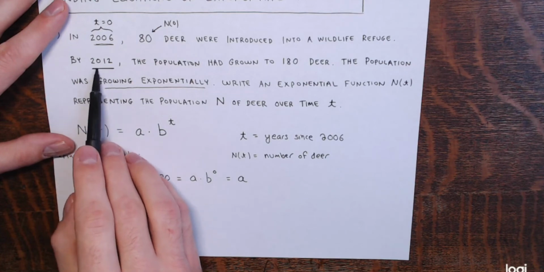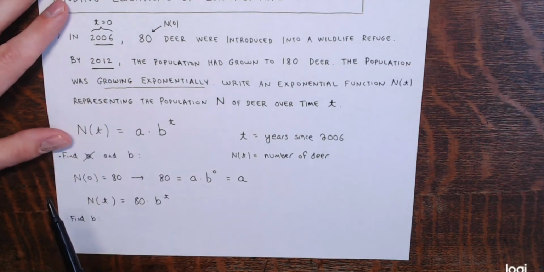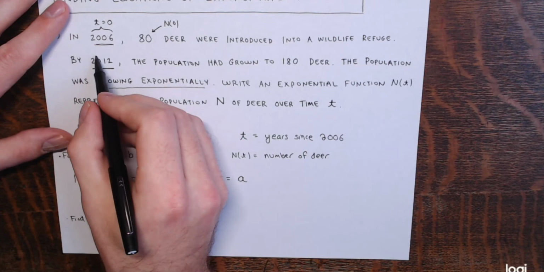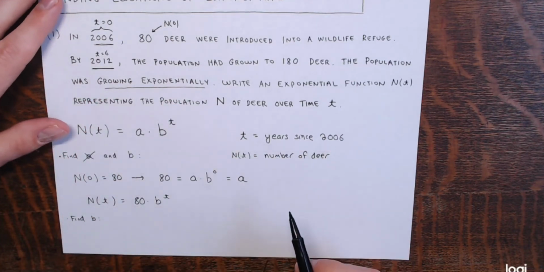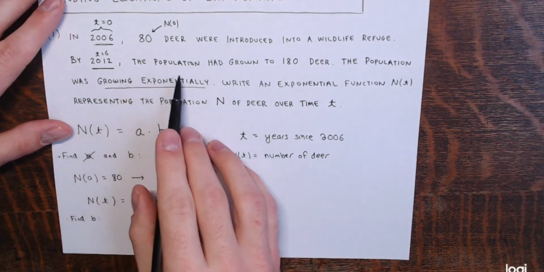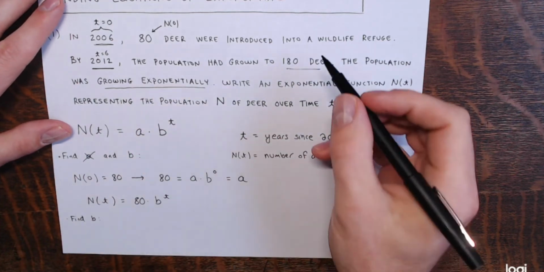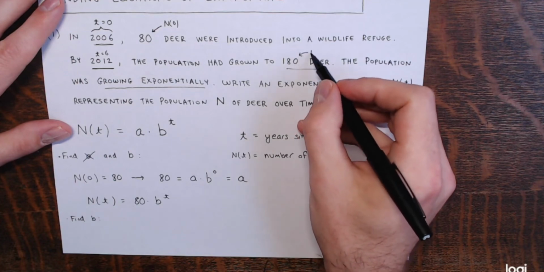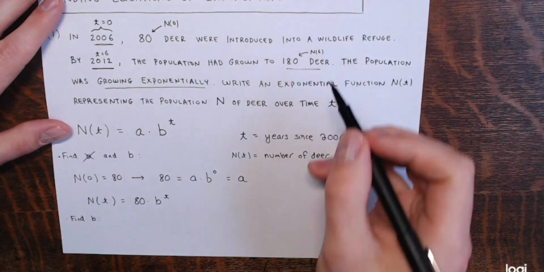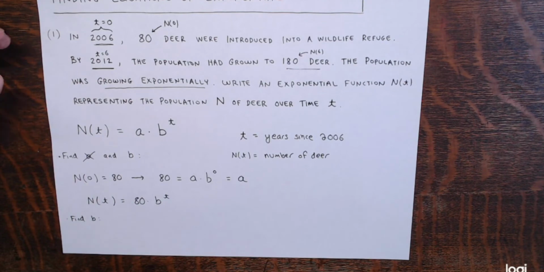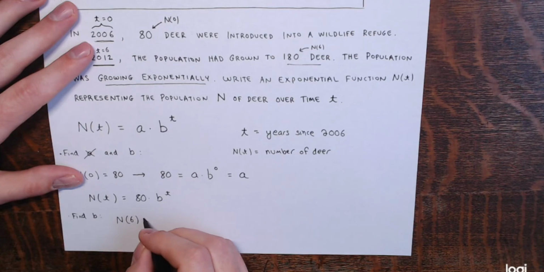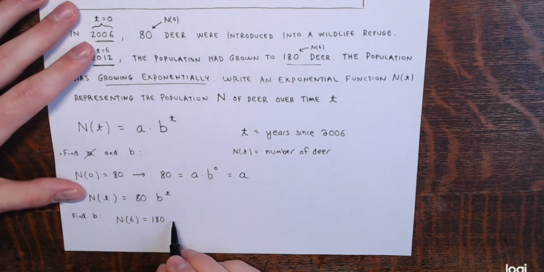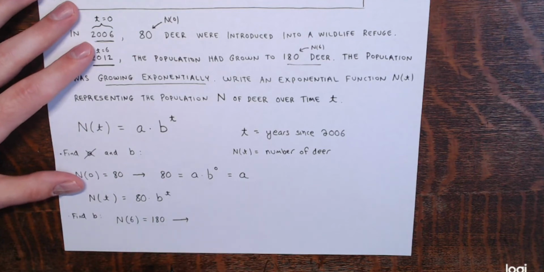2012 is 6 years later, so in 2012, t equals 6, since t represents the years since 2006. The population had grown to 180 deer. So that's n of 6, the number of deer after 6 years. We're told that n of 6 equals 180, and I can use this to set up an equation to find the value of b.